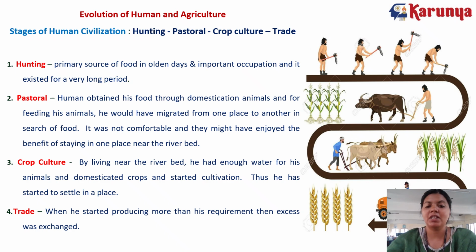Next came the crop culture stage. After some time, humans settled near riverbeds because they wanted water, and the river had available water. So they started growing crops and living in one place in communities. This is where proper agriculture started. Finally came the trade stage, where people produced more food than required, so they started to exchange goods with people living nearby. This led to trade and development of society.